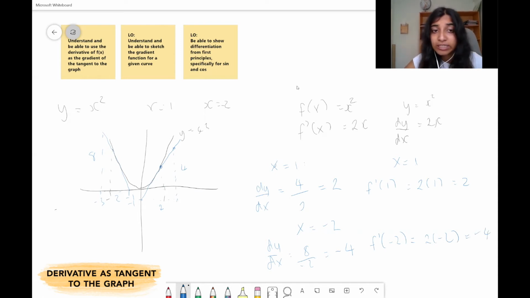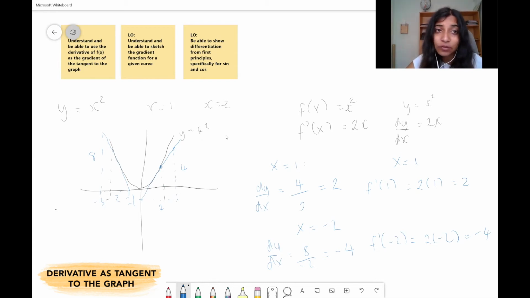So that's your gradient of the graph at the point x equals minus 2. So if you have a function and they've asked you to find the gradient of the graph at a specific point, all you do is work out the gradient of the tangent at that point, which is the same as if you differentiate your function and then plug in the value they're asking for. Then you will get the gradient of the graph at that point.